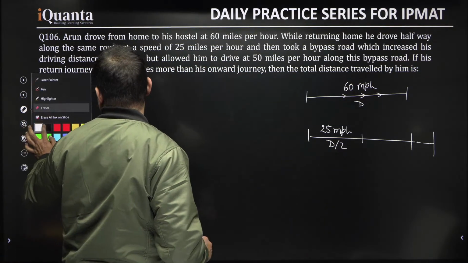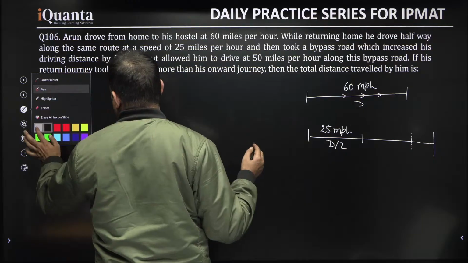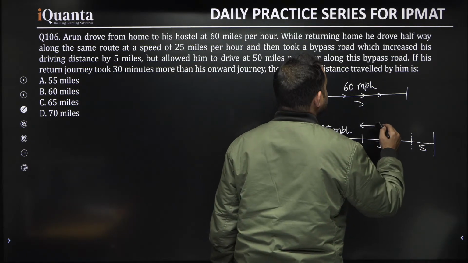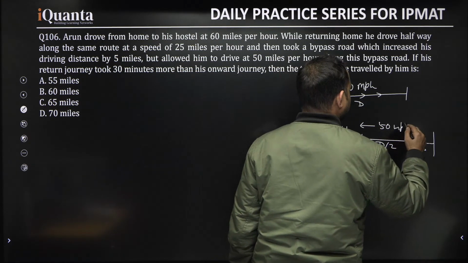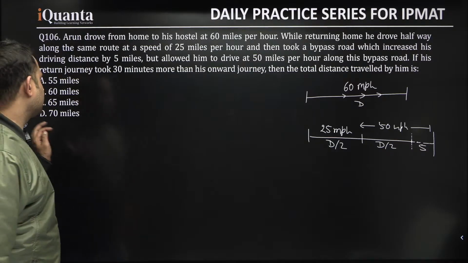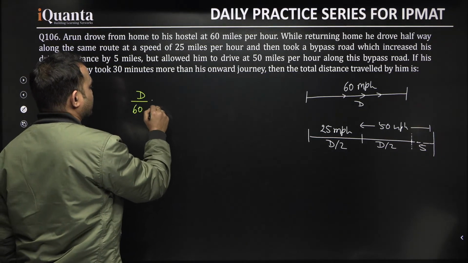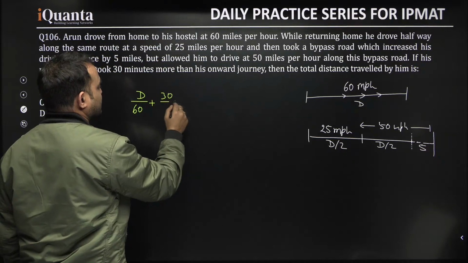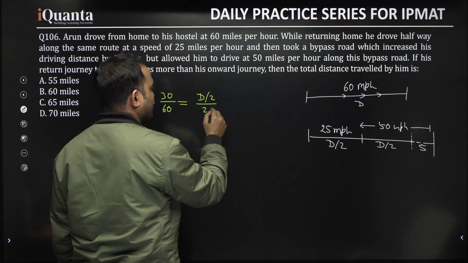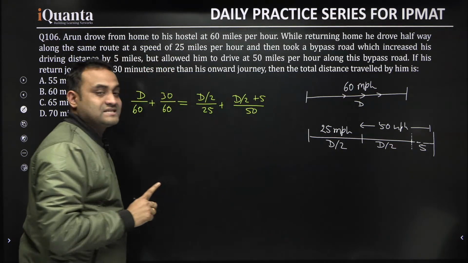And now if he is traveling on bypass, so what is happening? When he is traveling on bypass, the distance is increased by 5 miles. So this is 5, this is still d by 2, and during this journey his speed is 50 miles per hour. Total time is 30 minutes more. So just compare this. Time in the first case is d by 60 plus 30 minutes or 30 by 60 hours, that is equal to d upon 2 upon 25 plus d upon 2 plus 5 divided by 50. This is the right equation, correct guys?